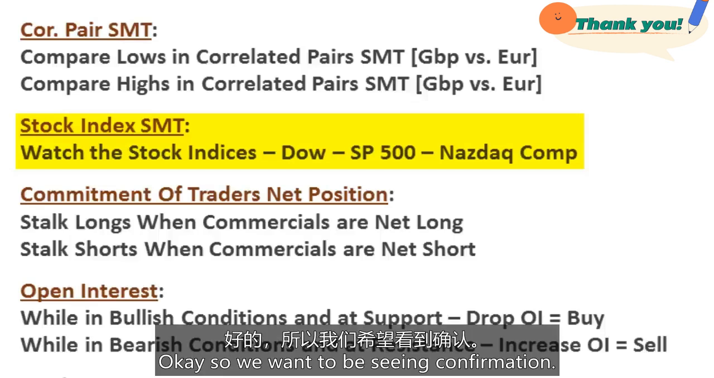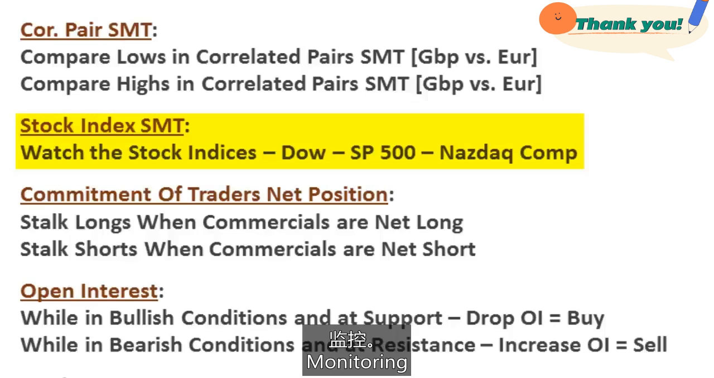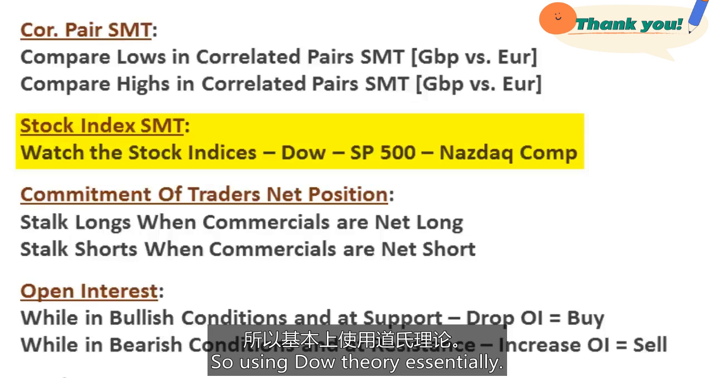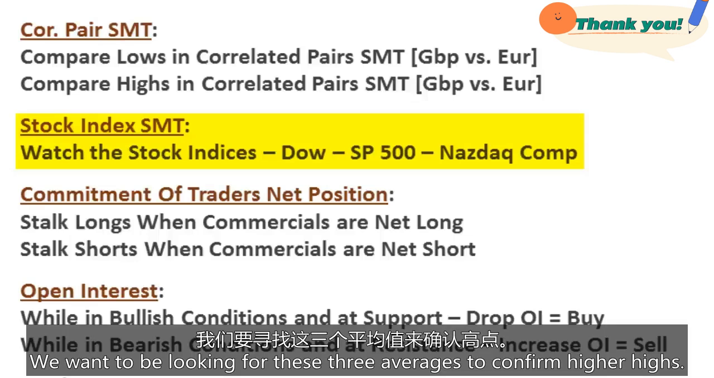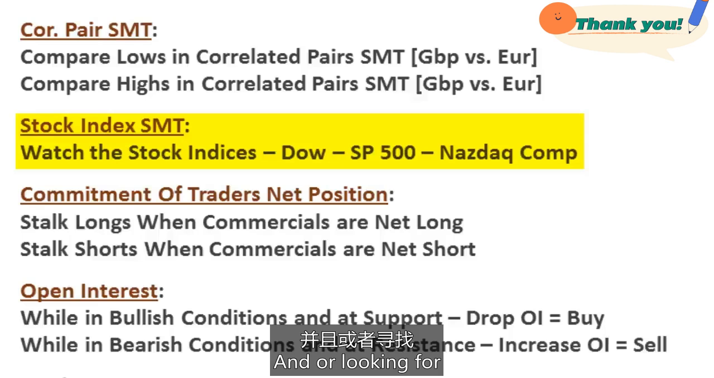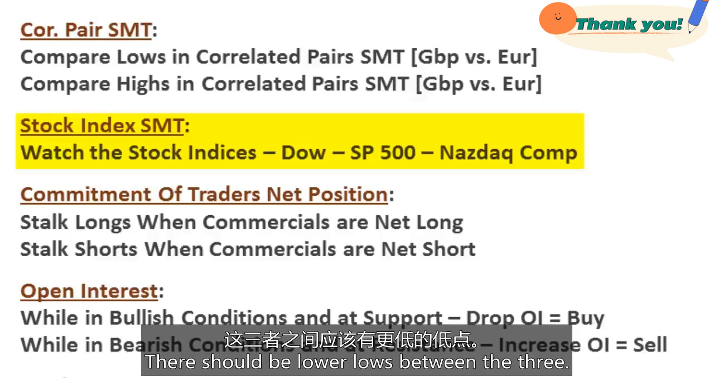Okay, so we want to be seeing confirmation. We want to be measuring on a daily basis, monitoring the overall risk on and risk off scenario. So using Dow theory, essentially, we want to be looking for these three averages to confirm higher highs for continuation on the upside, and or looking for continuation and confirmation between the three as they go lower. There should be lower lows between the three.